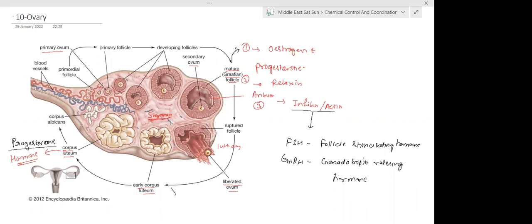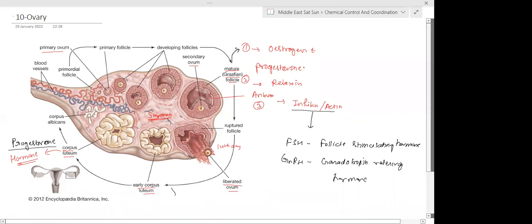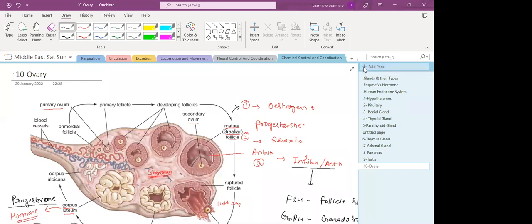Now the next part is the functioning of hormones. How does this hormone function? Till here, if you have any doubt in any gland, please let me know.